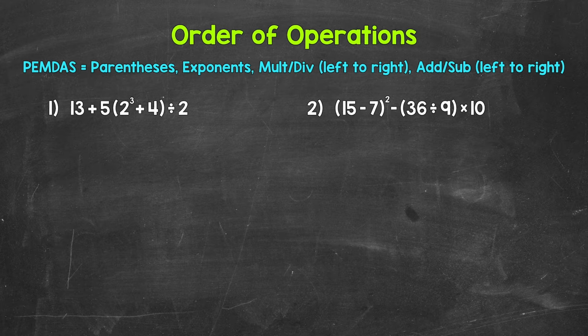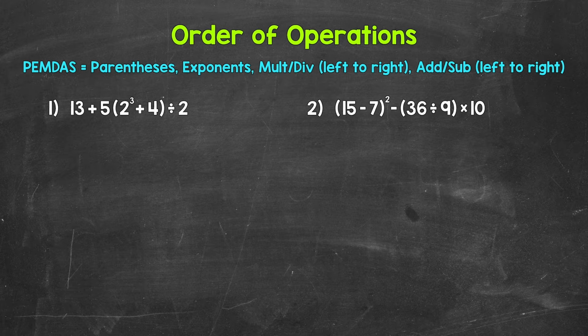So we have 5 times whatever we get within those parentheses. So let's go through the order of operations. Are there any parentheses? Yes. So we start there. We need to do anything inside of parentheses. Well, we have 2 cubed plus 4.